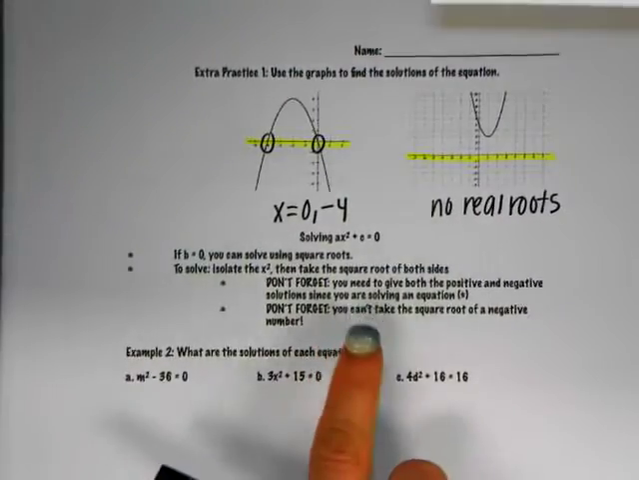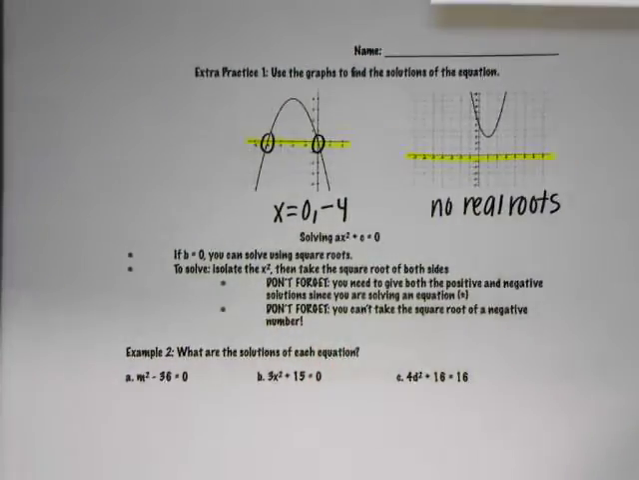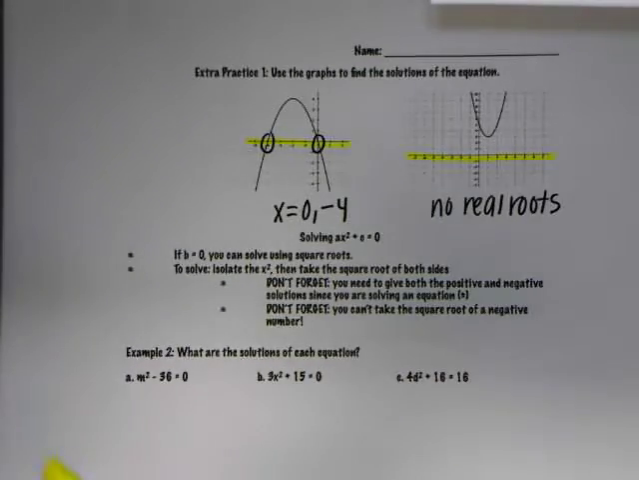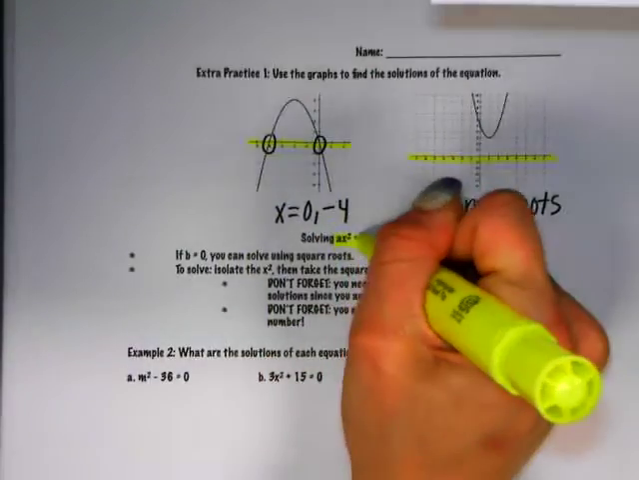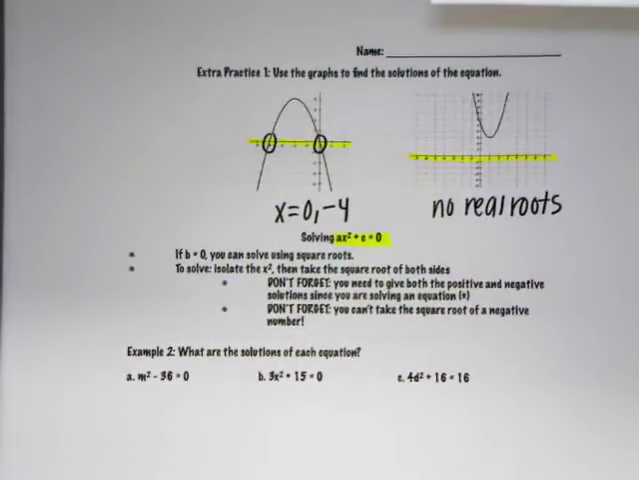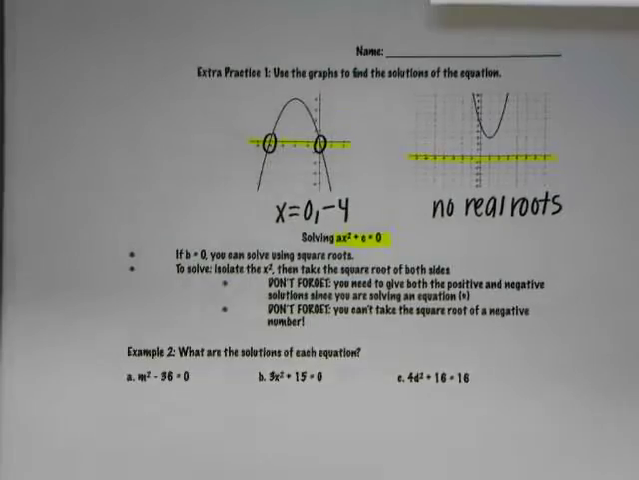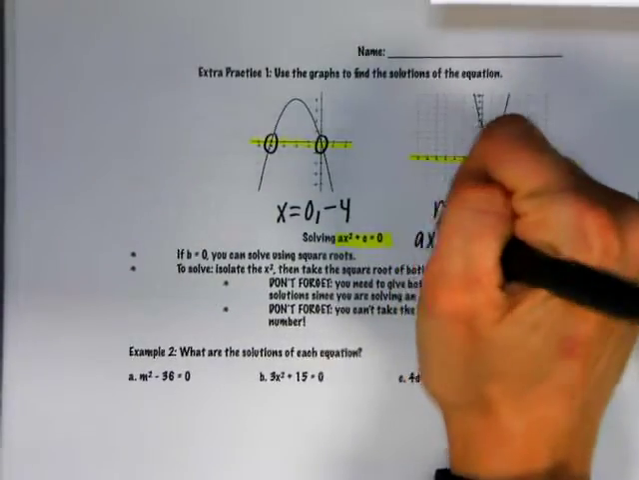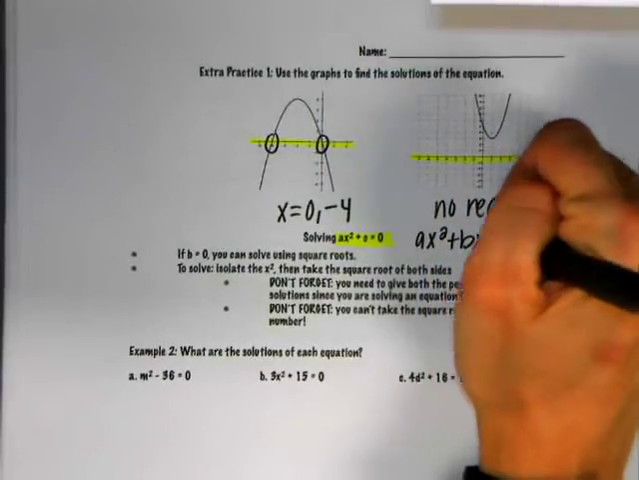So the main method that we're going to learn today is solving with square roots. You only use this when your problem is in the form ax squared plus z equals 0. What's missing is the bx in the middle. Normally you have ax squared plus bx plus z equals 0.